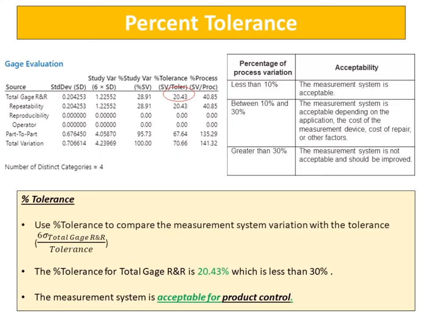Percent tolerance. Use percent tolerance to compare the measurement system variation with the tolerance. The percent tolerance for total gauge R&R is 20.43%, which is less than 30%. The measurement system is acceptable for product control.